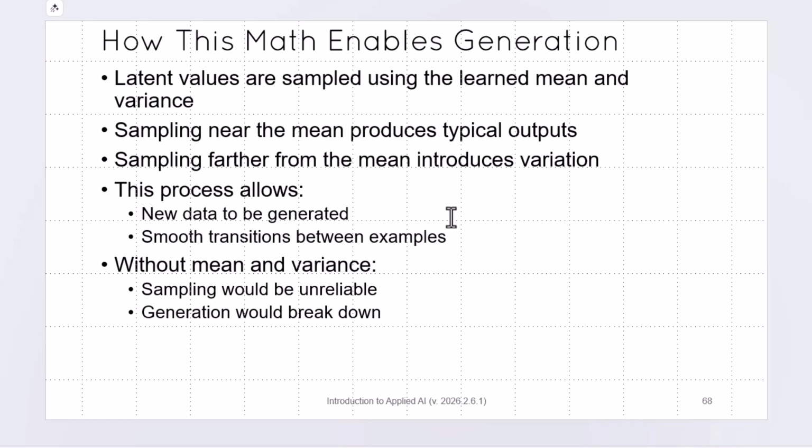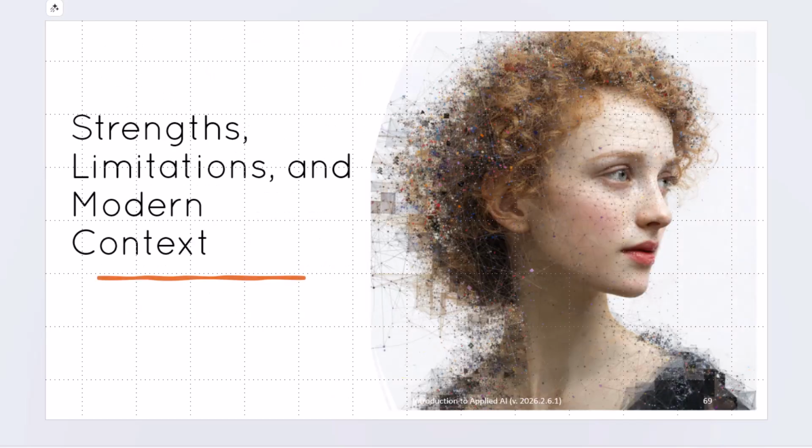Well, latent values are sampled using the learned mean and variance. Sampling near the mean produces typical outputs. Sampling farther away from the mean introduces variation. This process allows new data to be generated and smooth transitions between examples. Without the mean and the variance, sampling would be unreliable and generation would break down.